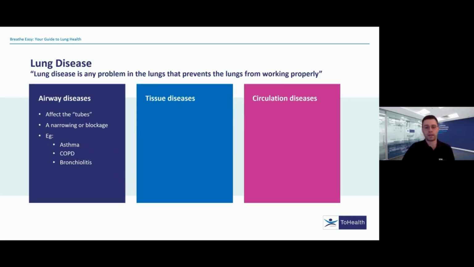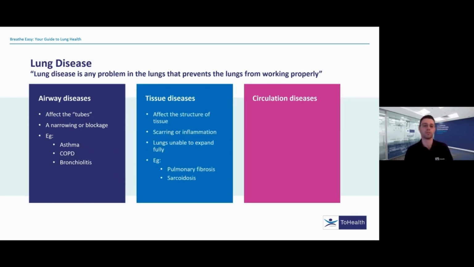The second one that we'll look at are lung tissue diseases. These diseases affect the structure of the lung tissue. So scarring or inflammation of that tissue makes the lungs unable to expand fully. So you can also refer to these as maybe restrictive lung diseases. This makes it hard again for the lungs to take in that oxygen that's come through the airways and then release the carbon dioxide through diffusion.